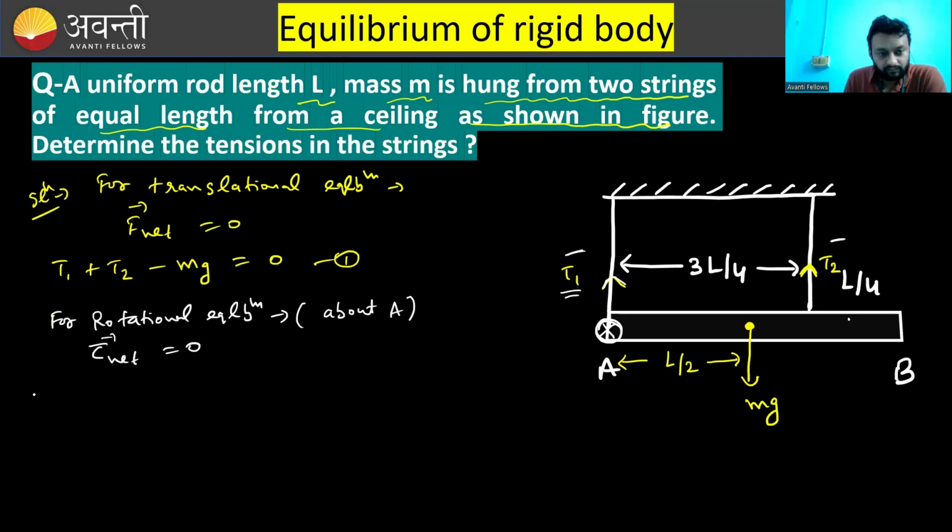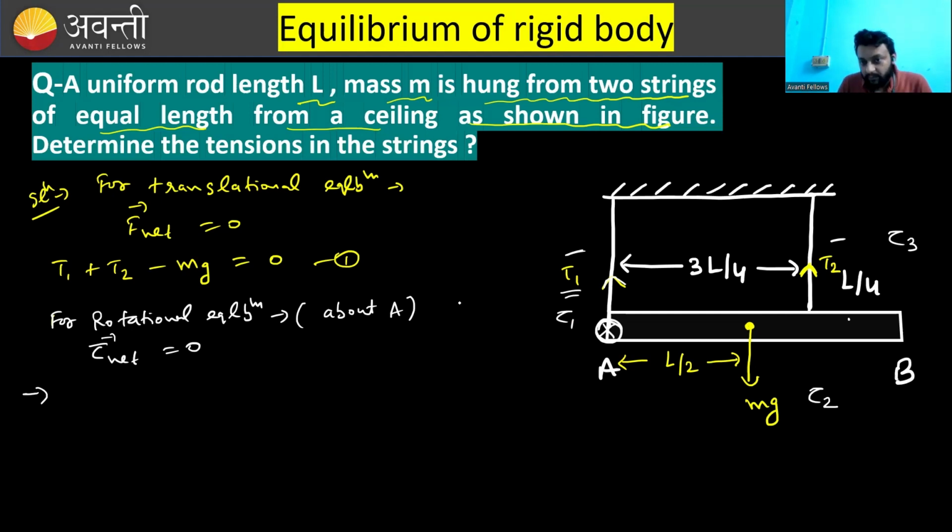Now what will you write? There are three forces, 1, 2, and 3. Let's suppose their torques are tau 1, tau 2, and tau 3. Now just decide which torque is positive and which is negative. I have told you: if the force tries to rotate the body in the clockwise direction, then its torque will be taken as positive. That's our choice. Someone else may decide opposite to what I have decided.